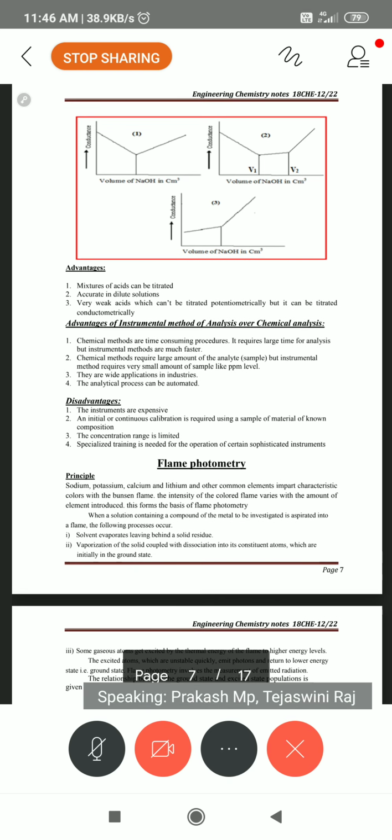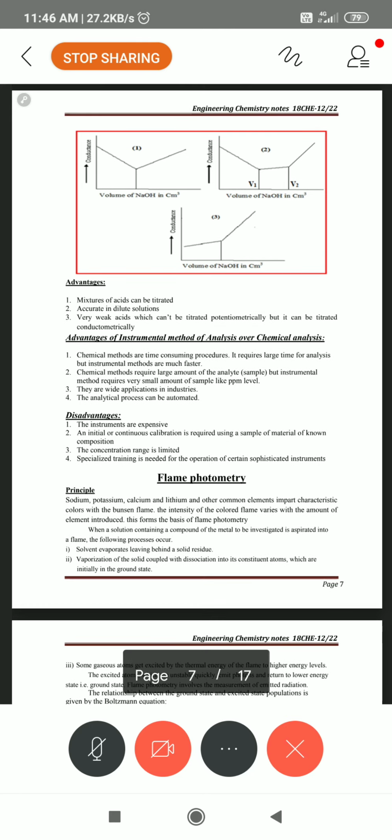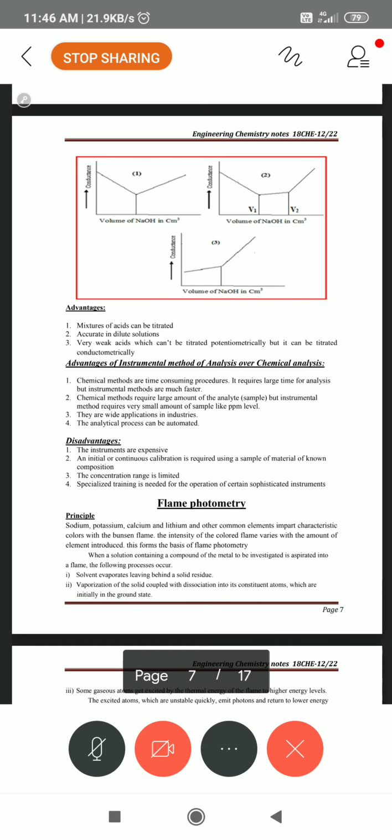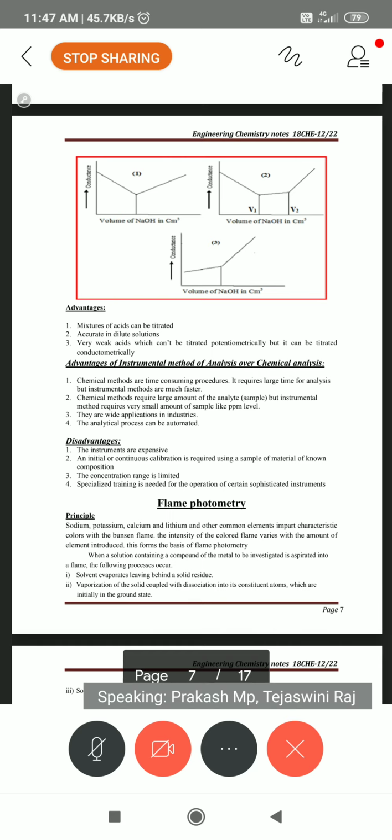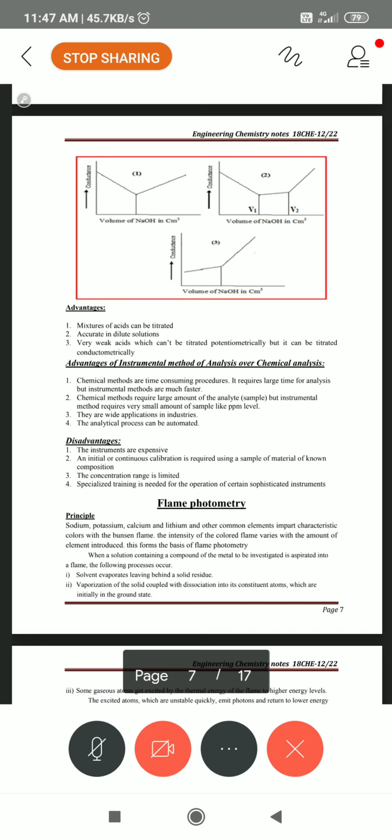Then you take the unknown solution we have given and keep it near this aspirator, a small capillary pipe. You suck the solution and spray it where the Bunsen burner flame is going on. Immediately the atoms are excited, and a number of atoms jump into a higher energy level. Then they come down to their normal level and emit radiation at that time. What is the emission rate? Is 10 there, 20 there, 30 there, 100 there?